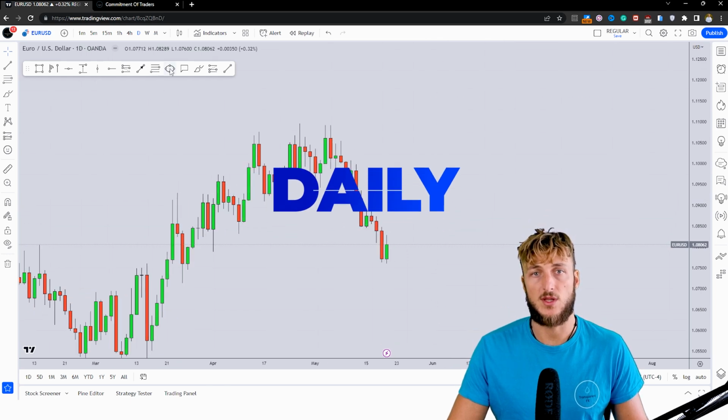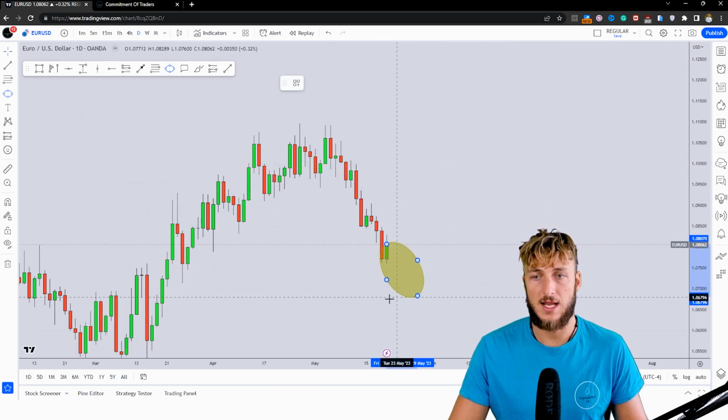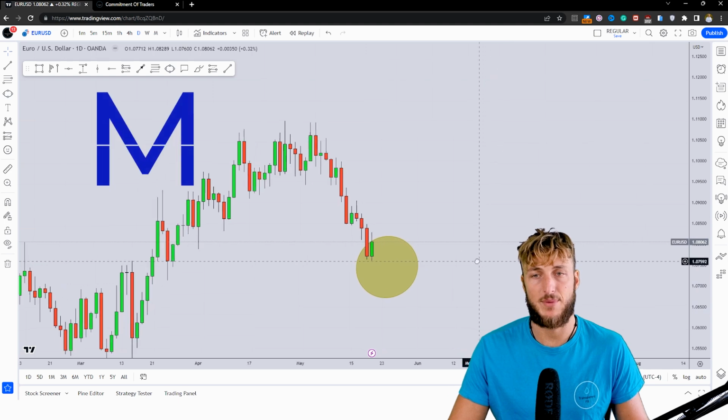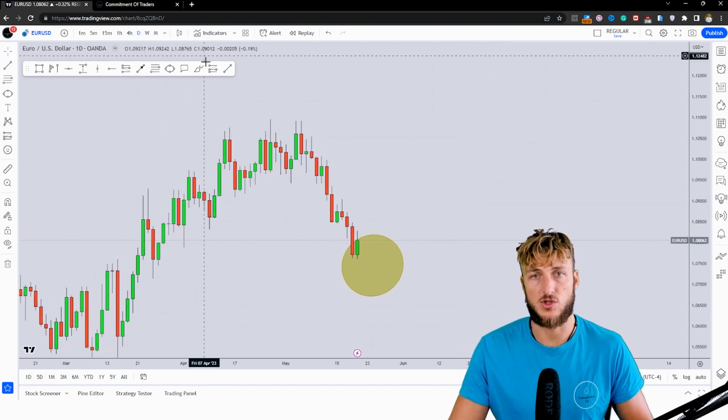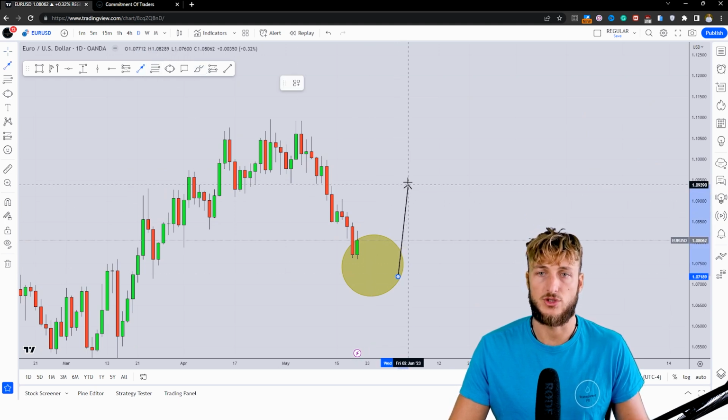So there is a possibility for that potential rejection to the upside and the completion of the weekly M pattern that we have previously identified by looking at the weekly time frame. So how we could be approaching this potential move higher and completion of the pattern.